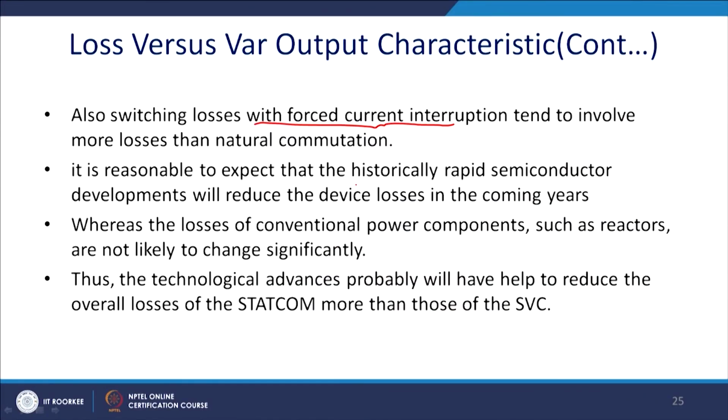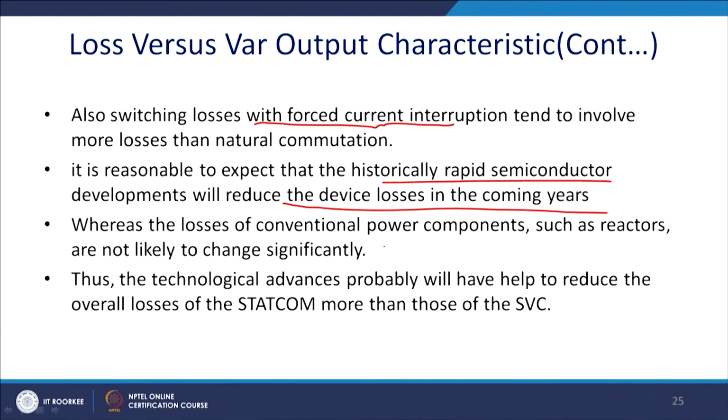It is reasonable to expect that historically rapid semiconductor development will reduce the device losses in coming years. That is what I am saying, that we may actually have silicon carbide devices and other modern devices that may change this statement, whereas the losses of conventional power components such as reactors are not likely to change significantly. So, what we can say is that the STATCOM has a future. Thus, the STATCOM's technological advantage probably will help to reduce the overall losses of the STATCOM more than the SVC.